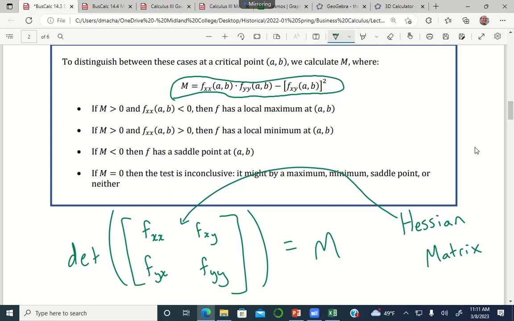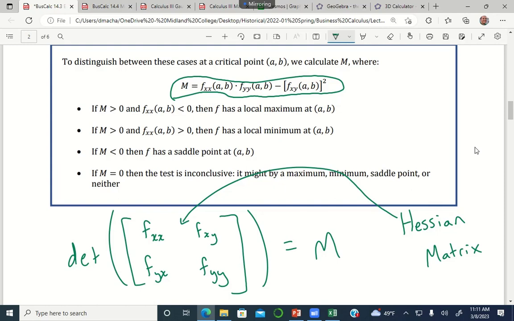So anyways, to characterize the critical points, we take the determinant of the Hessian matrix, and then we say, well, if this is greater than 0, and the second partial with respect to x is less than 0, then my function has a local maximum. Again, if the determinant is greater than 0, and the second partial is greater than 0, then we have a local minimum. If this determinant is less than 0, we have a saddle point.